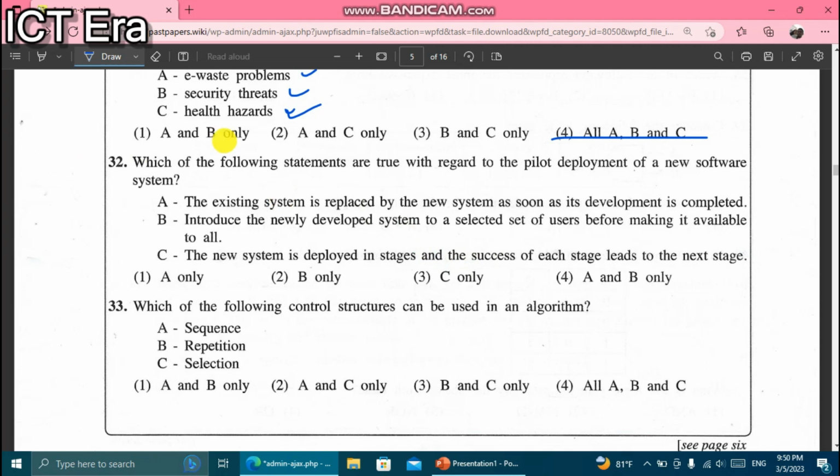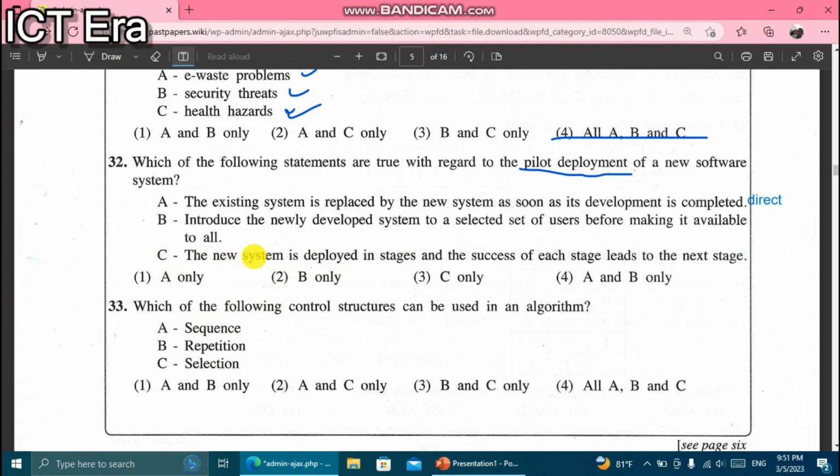Okay, 32nd question. Which of the following statements are true with regard to the pilot deployment of a new software system? A. The existing system is replaced by the new system as soon as its development is complete. No, this is actually direct deployment. Introduce a newly developed system to a selected set of users before making it available to all. Yes. This is the pilot deployment.